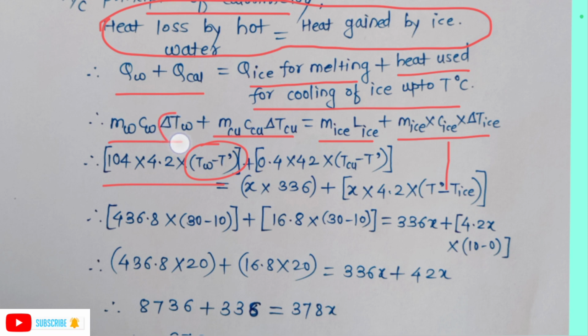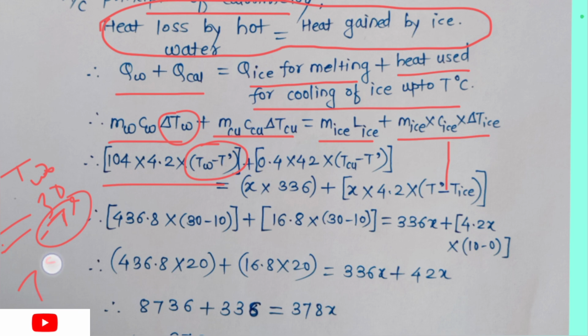So you can see now delta T_w means the temperature difference of the water. Basically we know that initially the temperature was 30 degrees Celsius, and the temperature difference will then be 30 minus T dash. What is T dash? T dash is the temperature of the mixture. So that is why it is written like this. Similarly, this will be for the calorimeter also.